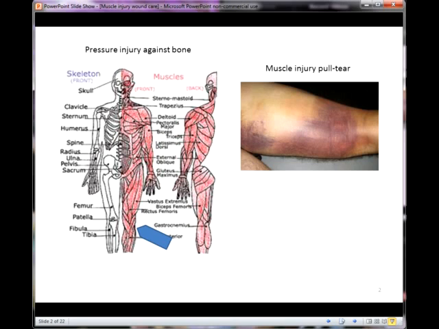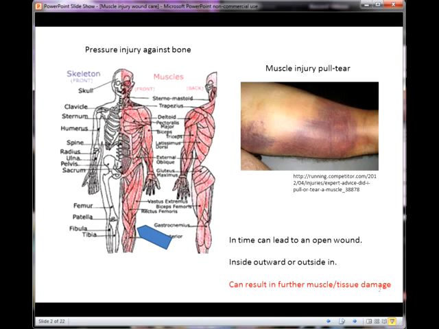You can have other types of muscle injury, such as this pull tear injury, such as when you exercise, you would potentially stress out the muscle and tear it, damage the muscle. So this is another type of injury. And in time, these types of injuries can lead to an open wound, and that can then lead to infection and a bigger problem for someone to treat and heal. So you can have these inside outward or an outside inward types of tissue injury.